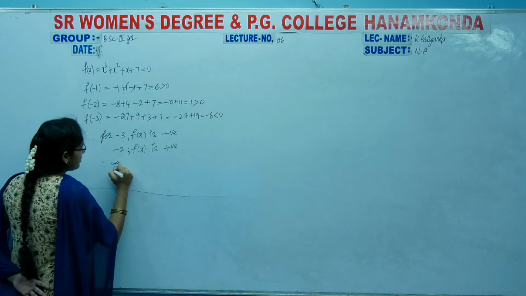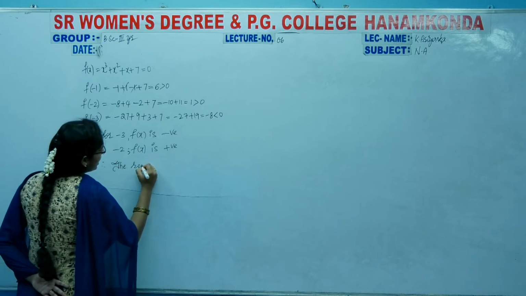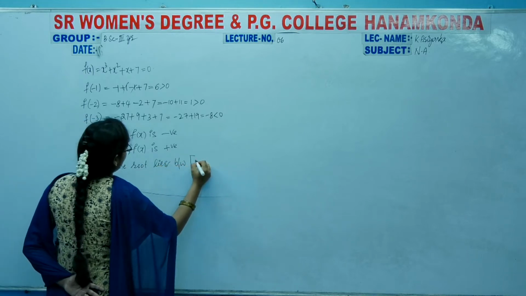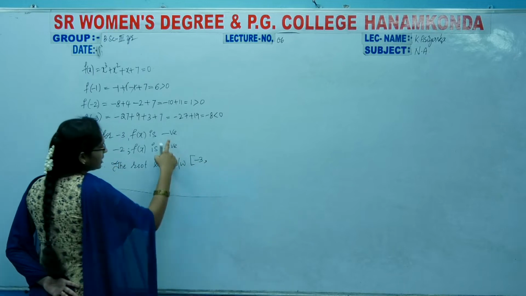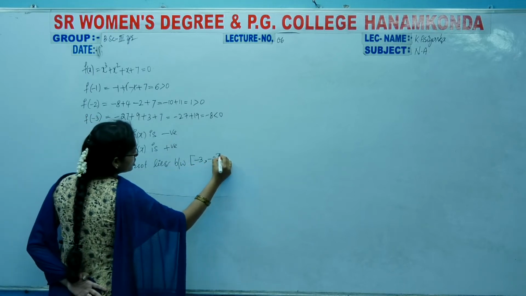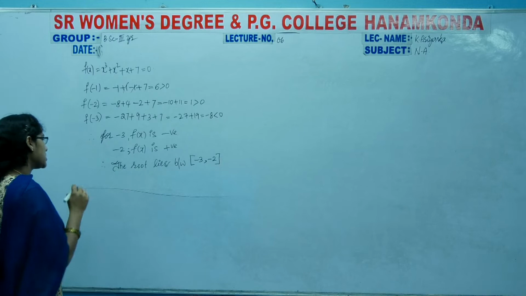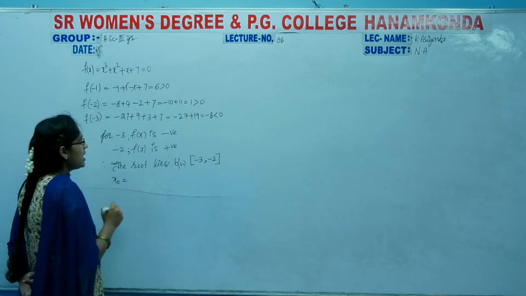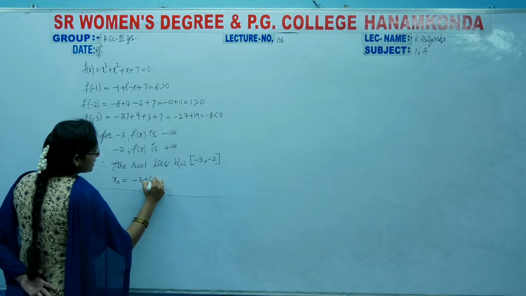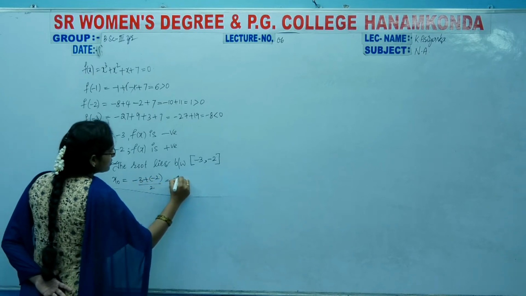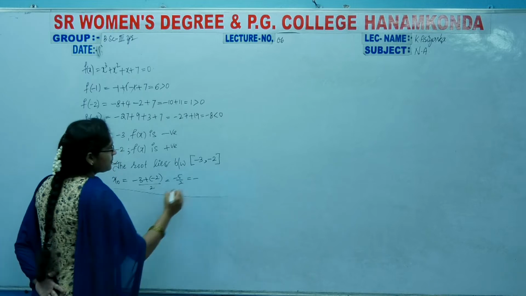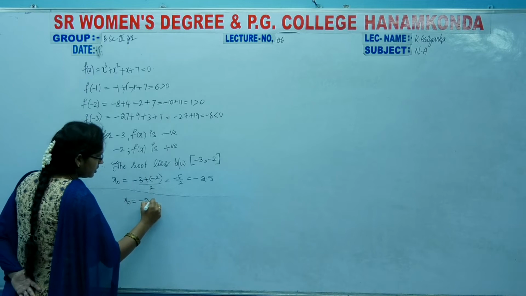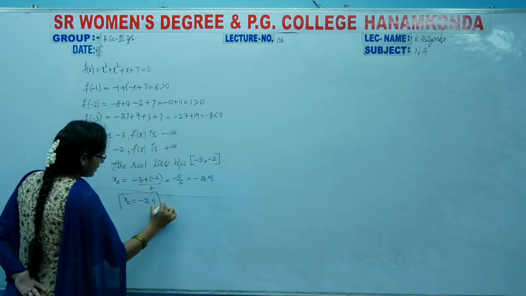Therefore what we can say is, the root lies between minus 3 and minus 2. First of all I am taking the negative side, the next positive. Now what I have to do is take x naught. x naught means minus 3 plus minus 2 by 2, that is minus 5 by 2, minus 2.5. Therefore x naught equal to minus 2.5.